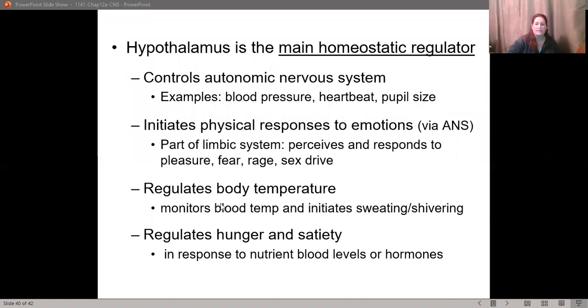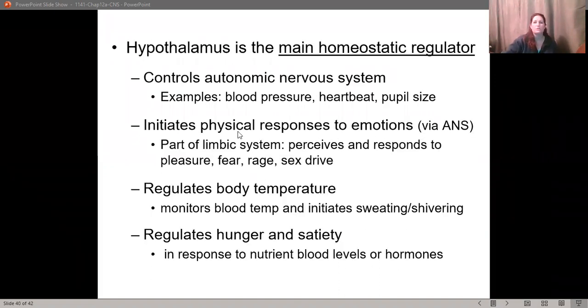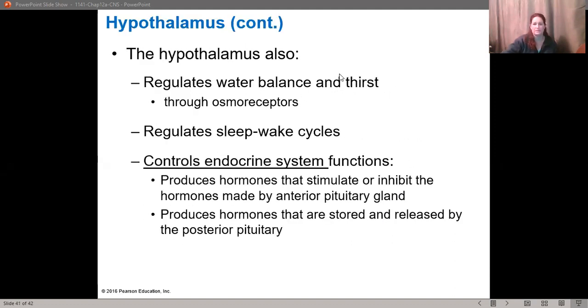It also has thermoreceptors to help regulate body temperature. So it's very involved in maintaining homeostasis. It also regulates water balance and thirst through osmoreceptors. It's part of the sleep-wake cycle, and then it will function in the endocrine system, and we'll cover its role in the endocrine system when we get to that. So don't worry about the endocrine system functions. Do know the homeostasis ones: body temperature, hunger, satiety, autonomic nervous system, osmoreceptors, water balance, thirst.